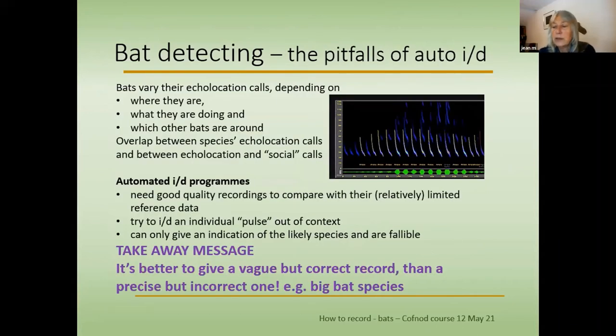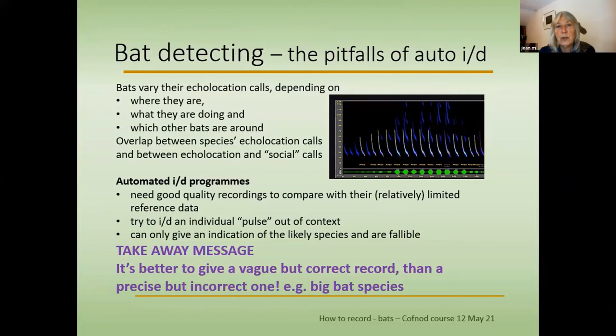And then I would say this is a big note of caution, that the automated identification programs, if you read the small print that comes with them, they say, you know, don't use this as an identification feature. It just gives you an indication of what might be there. So the main restrictions on them is that they're just dealing with a call that's come in. They don't know where the bats are. They're not looking at the environment. They don't know how many bats are there, they don't know what the bats are doing, and those are all things that alter the variation in the echolocation call.